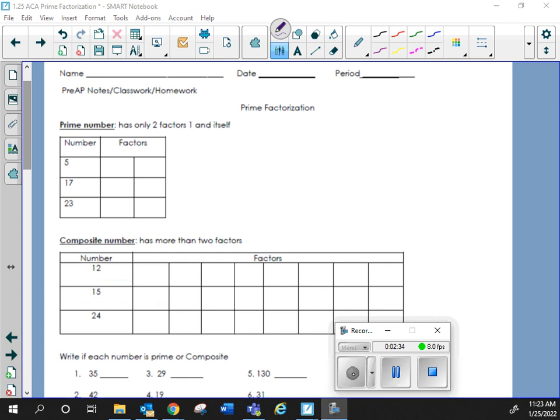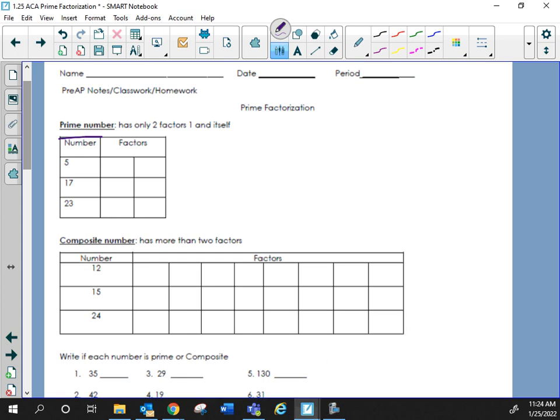So we're going to be talking about prime factorization, and someone in my warm-up already said the word prime. Do y'all know what it means to be a prime number? Yes. It's only divisible by itself and 1. Very good. So we're going to be talking about first what it needs to be prime versus what it needs to be composite. It defines it right here.